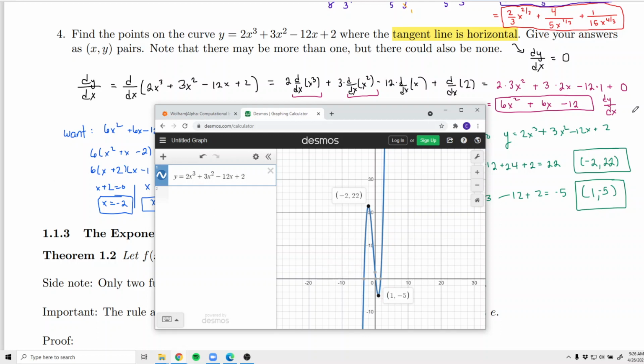What we're figuring out in this problem is exactly that. We're figuring out where the derivative is 0. But just think about what we just did. We didn't use the graph at all to figure out these points.